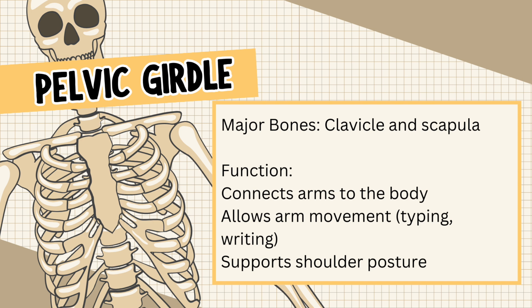So, the pelvic girdle connects the arms to the body. It helps the shoulders move so we can do activities like typing, writing, and lifting things. It also supports good shoulder posture and keeps the upper body stable.